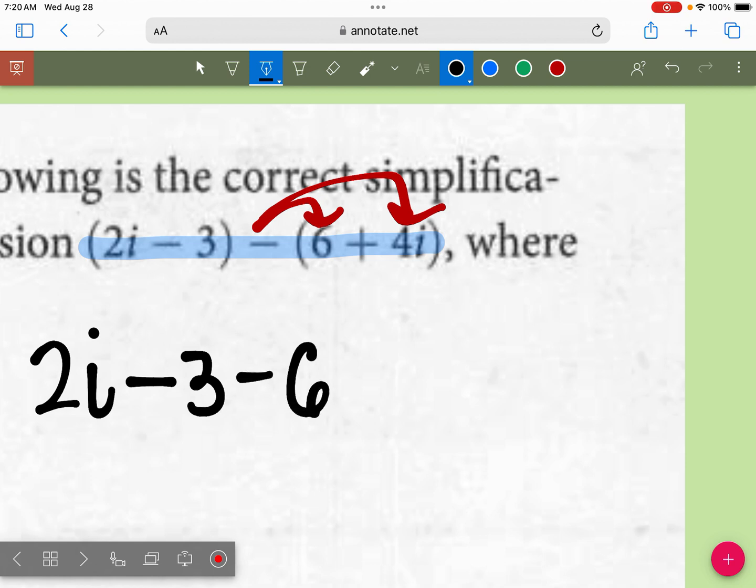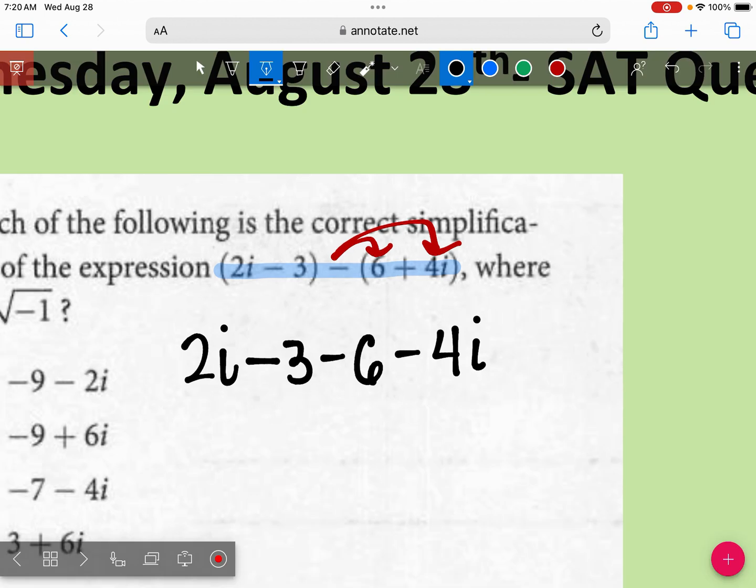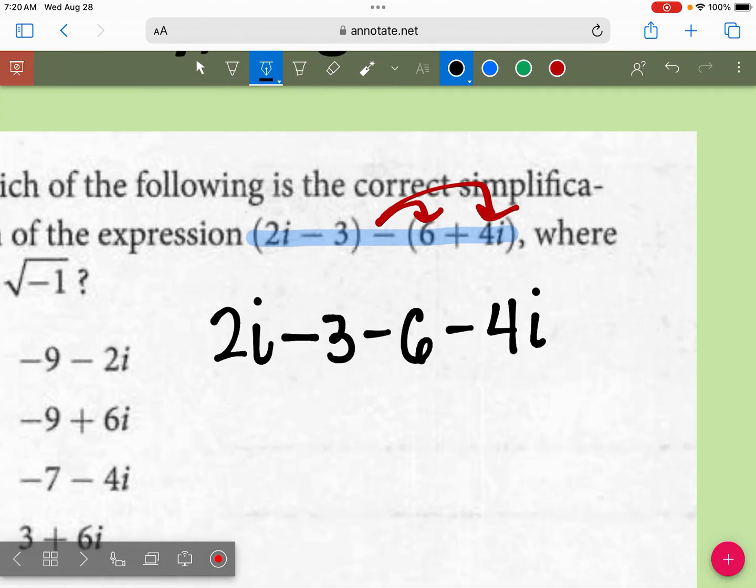All right, so this becomes a negative 6. And what about that positive 4i? What does that become? All right, so we have that. So now you're going to add together. I usually start with the real number, so the numbers without an i. So that would be this number and this number. Go ahead and add those together. Negative 3 minus 6.